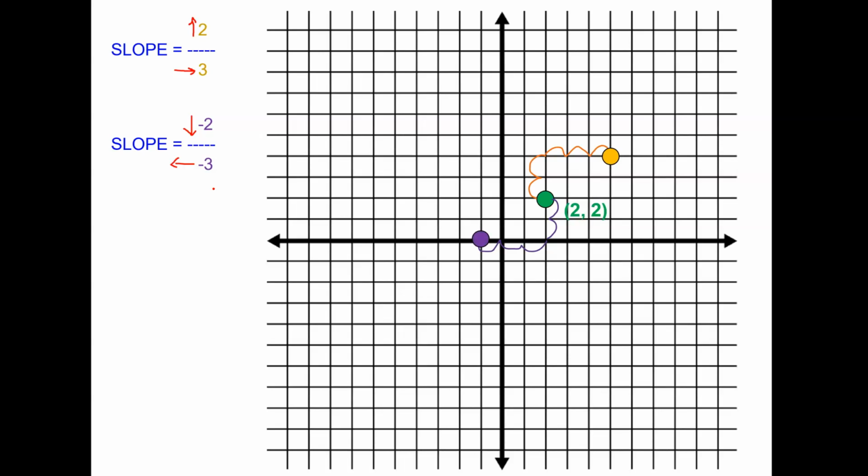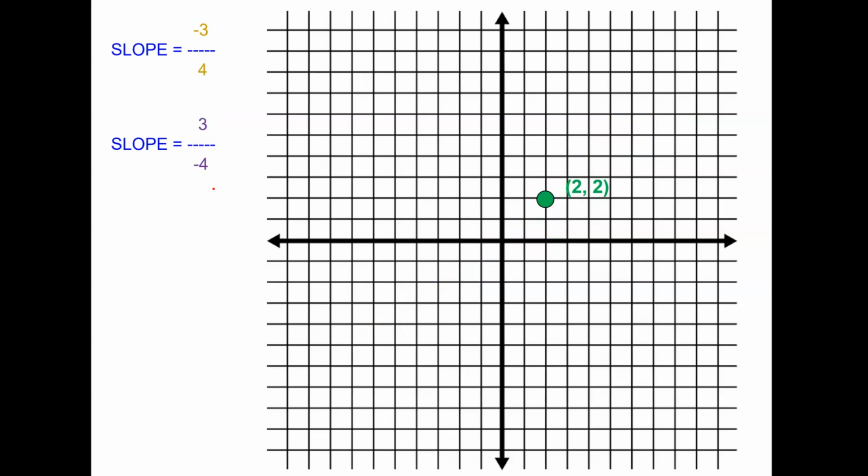Notice that these 3 points all lie on a nice straight line. We can continue using these slopes either in the positive or negative form to draw other points that also fall on this line. If we start at the purple point and go down another 2 and left another 3, there's another point that falls on the line. Similarly, if we start at the orange and go up 2 and right 3, we have a 5th point that also lies on the straight line.